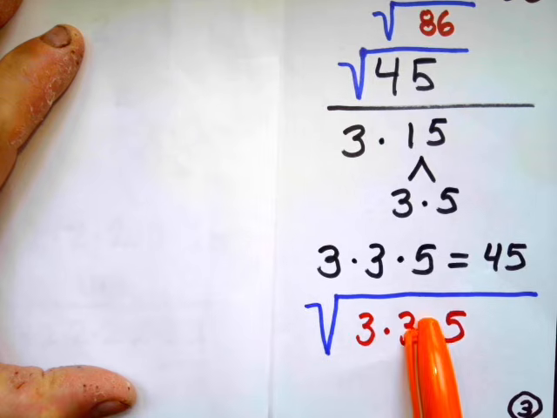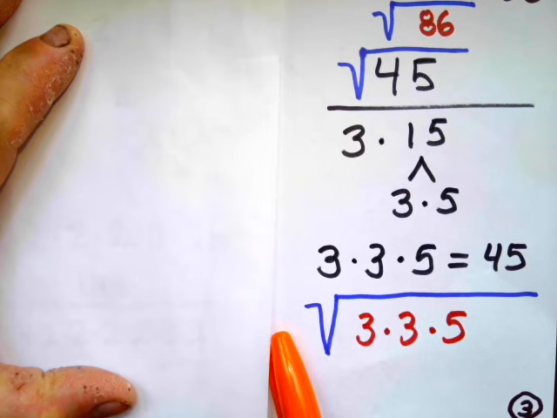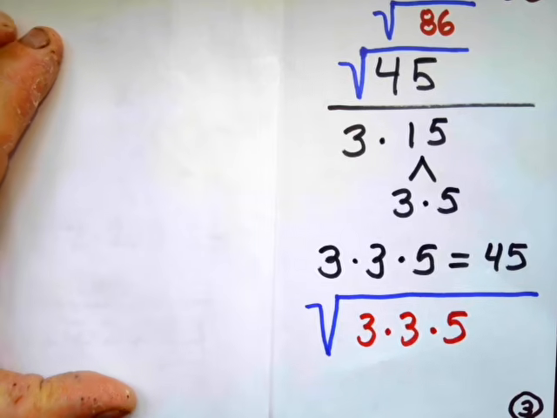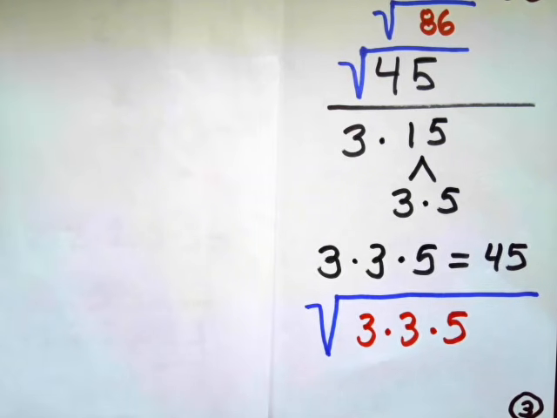Moving further, I got one pair of 3's. Pull out that 3. 3 times 1 is 3. To simplify, square root of 45, you get 3 times the square root of 5. That 5 is a loner. It's got to stay inside that radical.